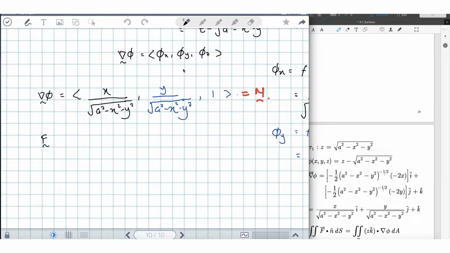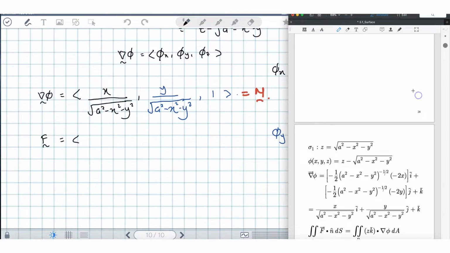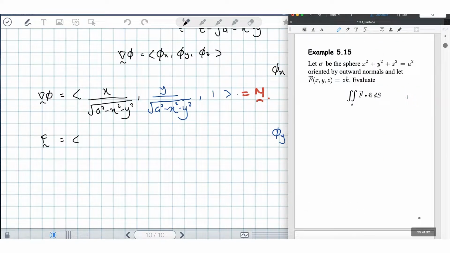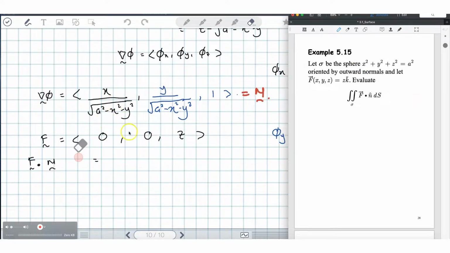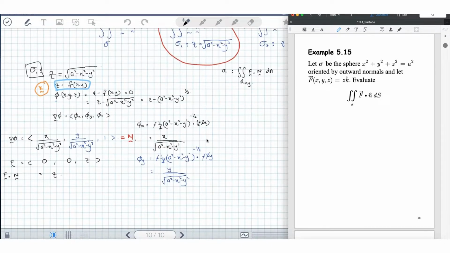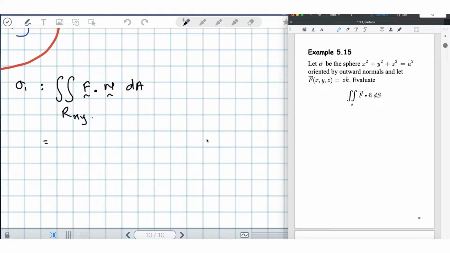So what is your f? Your f, given from the equation, is 0, 0, z. When you apply f dot n, just ignore the dA first. You multiply these two, so 0 plus 0 plus z. So you only have z. f dot n is z. Then you replace into your double integral. You have z dA over the region xy.